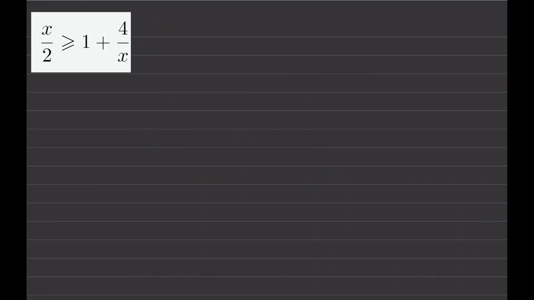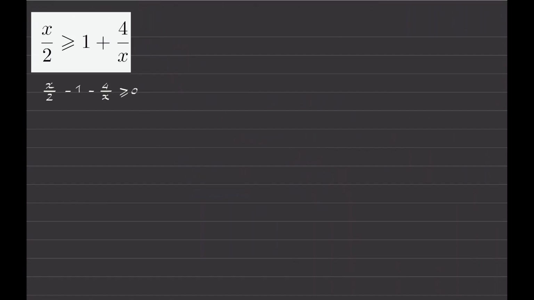Okay, in order to solve this inequality, the first thing we need to do, as we learned during the lesson, is to move everything to the left-hand side. So we will have x over 2. I move 1 to the left side, which will be minus 1, and I also move 4 over x to the left side, so it becomes minus 4 over x, and it's greater than or equal to 0.